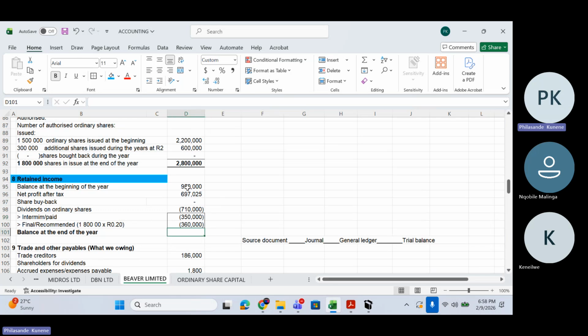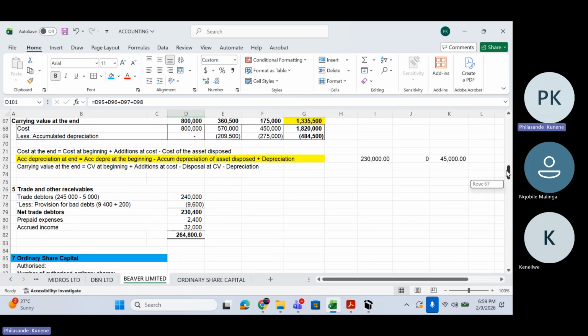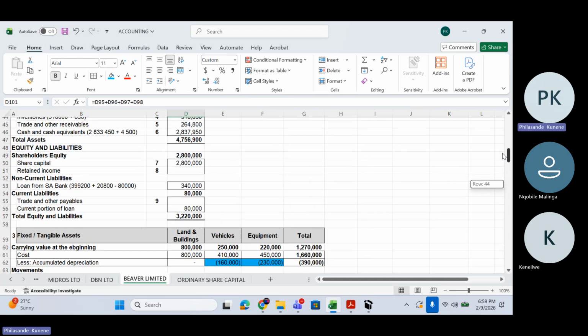And then now, how much would be our balance at the end? We're having 950 plus this one plus 0, and then minus the 710,000. Then we're getting 937,025 rands. Am I correct on this one? So this is going to be our balance, 937,025, which is going to be here. Okay. Then we have 373,025 as part of what?